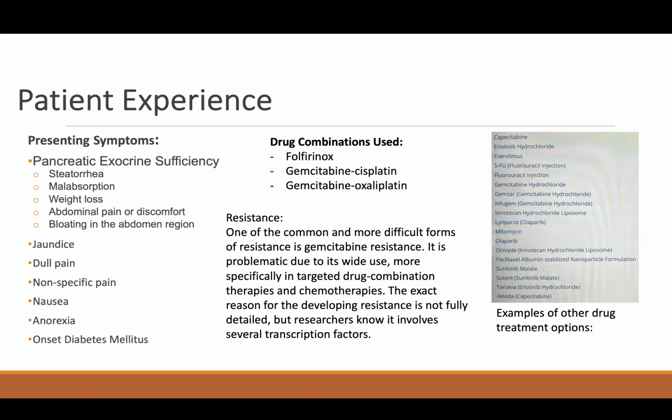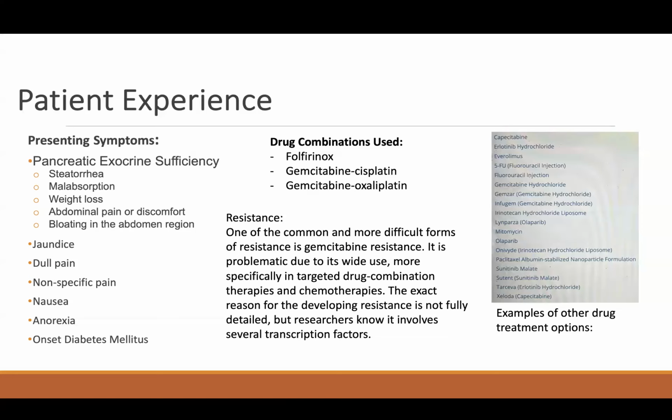Some drug combinations that are used to treat this. Well, firstly, on the right-hand side, all the way to the right, you have some examples of drug treatment options, but the ones that I've highlighted are the drug combinations that are used. And one thing that I want to focus on is gemcitabine and the combinations that are used with that, because that correlates to the resistance issue that you run into with pancreatic cancer and pancreatic cancer treatment.